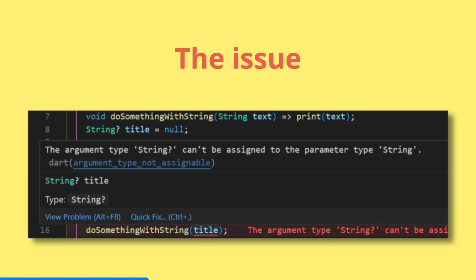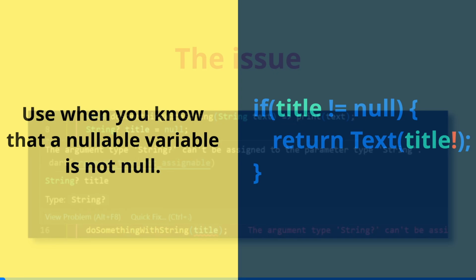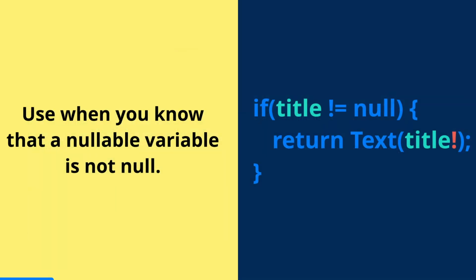As you can see in this example, you cannot use title directly because it is of type nullable string, and the method expects a parameter of type non-null string. So how can we work around this, and what exactly is the bang operator now? It is the exclamation mark character. You can write it after expressions. It will basically disable the null awareness or null checks of the analyzer.